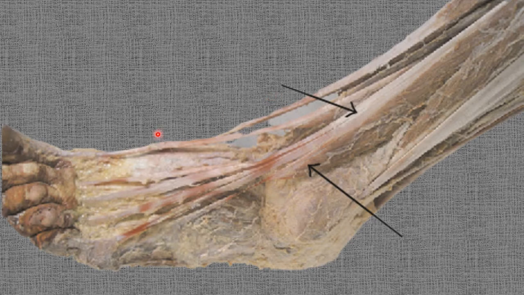Now in this you can see this is the extensor hallucis longus, and these four slips are of the extensor digitorum longus, and this muscle is peroneus tertius, this one.